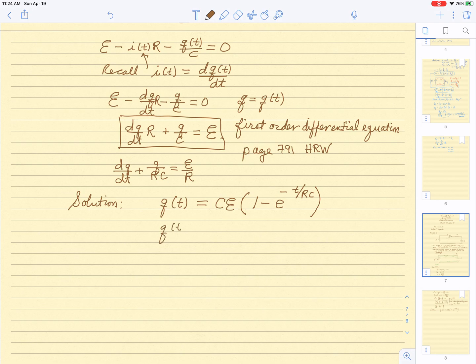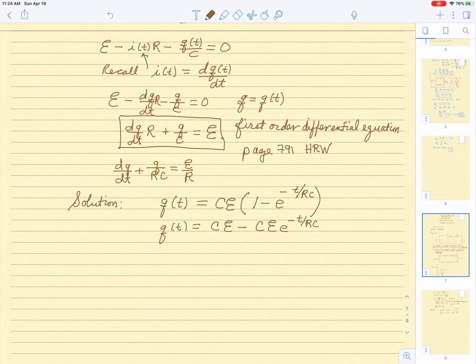We can distribute in the C times E, so this is going to be C times E minus C times E to the negative t over RC. Now this tells you how charge is going to build up on the capacitor as well. Okay, we'll explore that in a second.